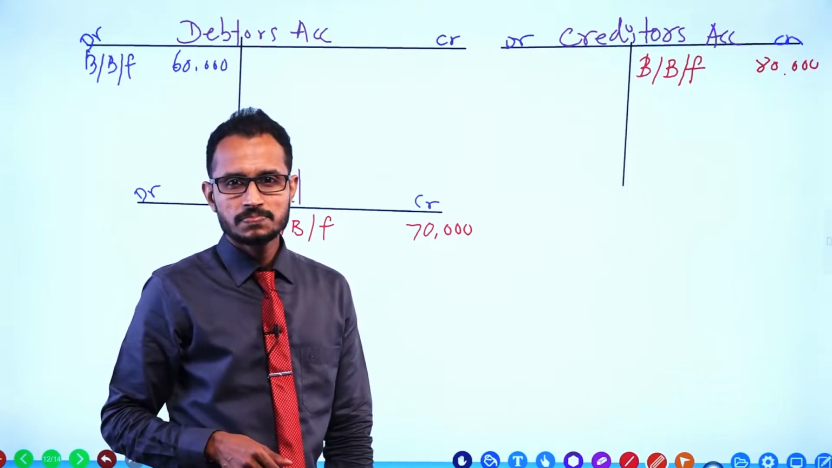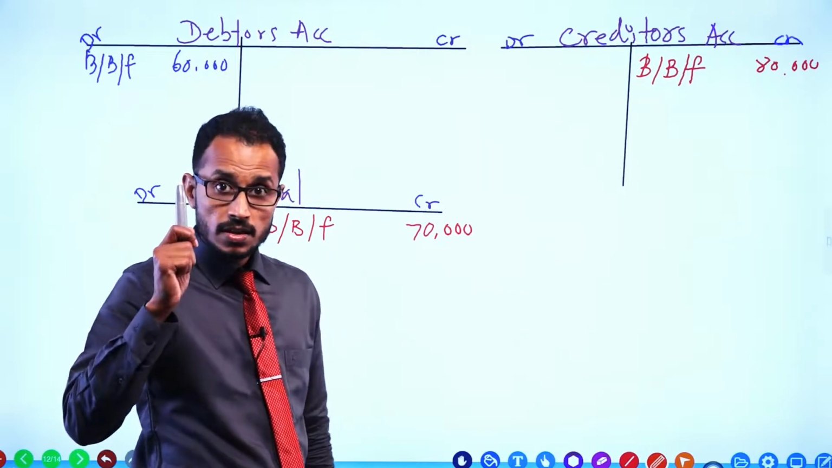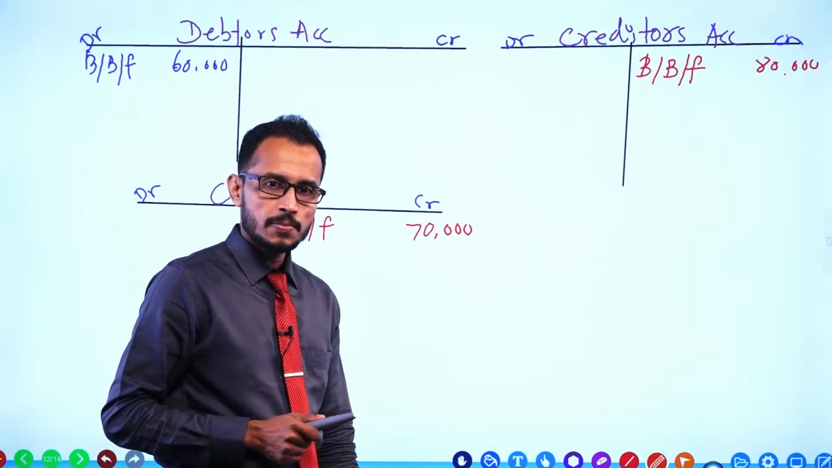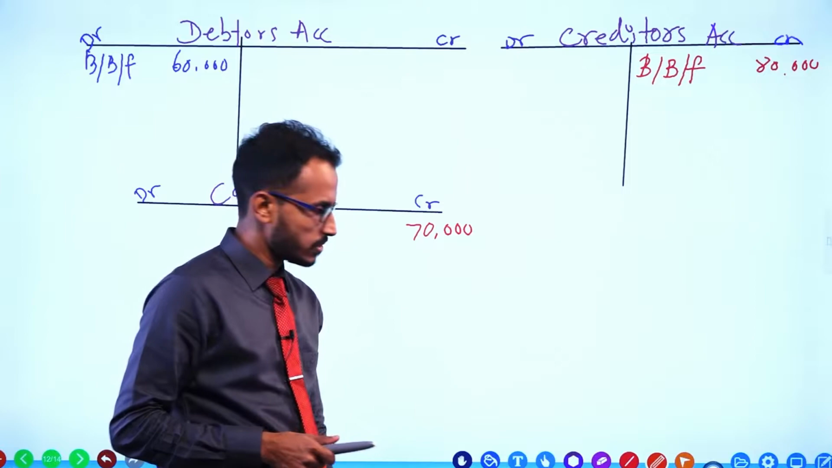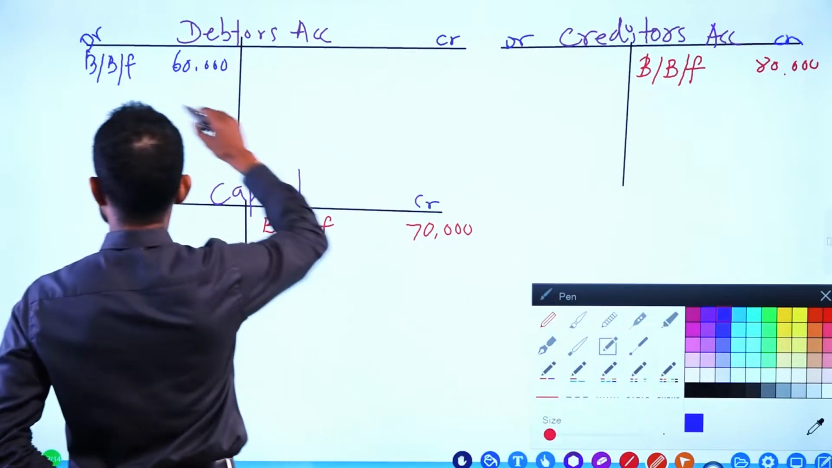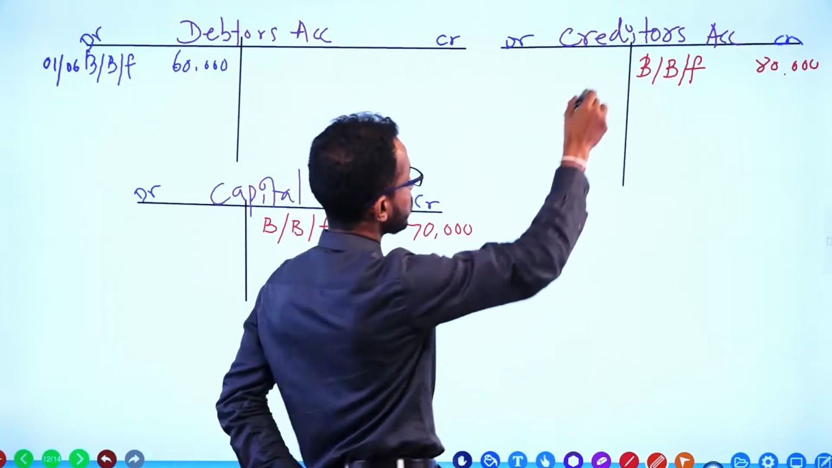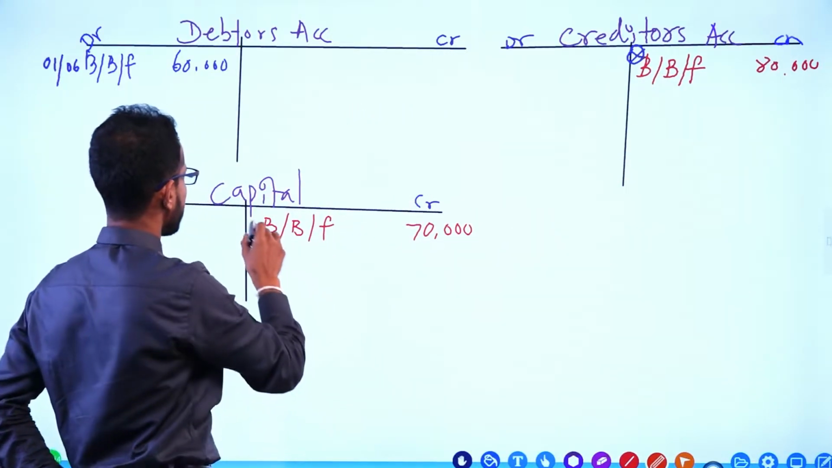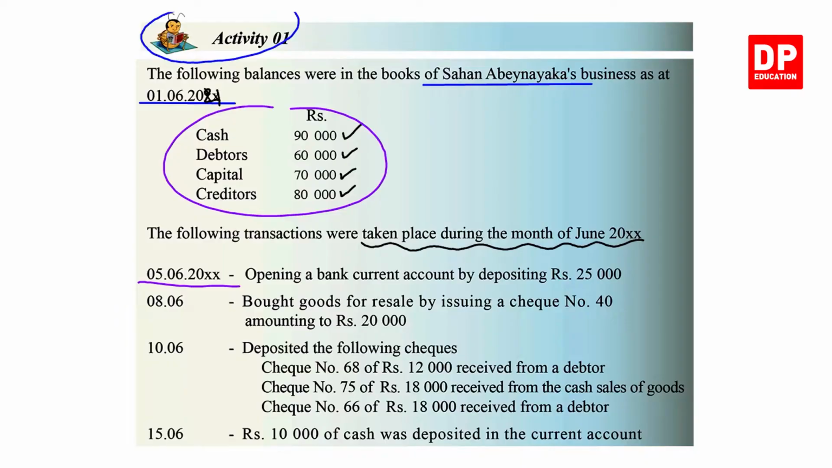I forgot the dates. Well, not forgot. I didn't record the dates. The date should be 1st of the month. Every balance brought forward should be recorded on the 1st of that month. So the date should be here, 1st of June. Don't forget the dates. All right. Moving on.